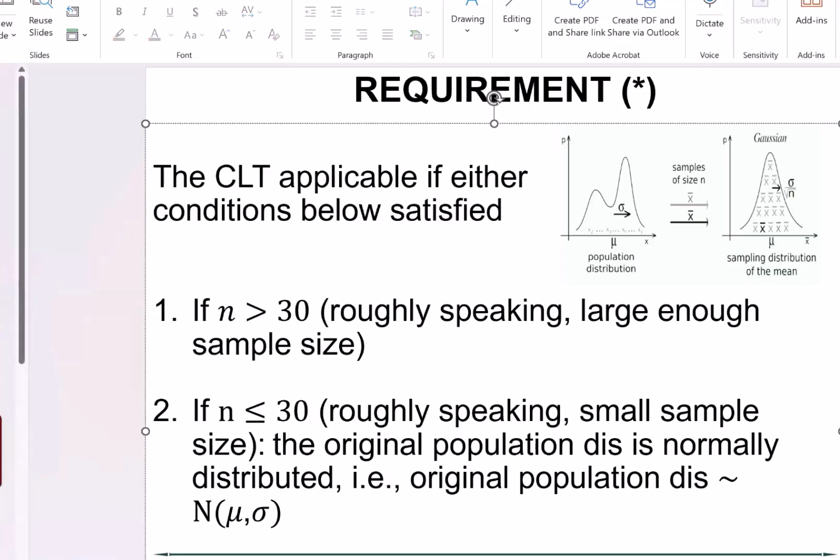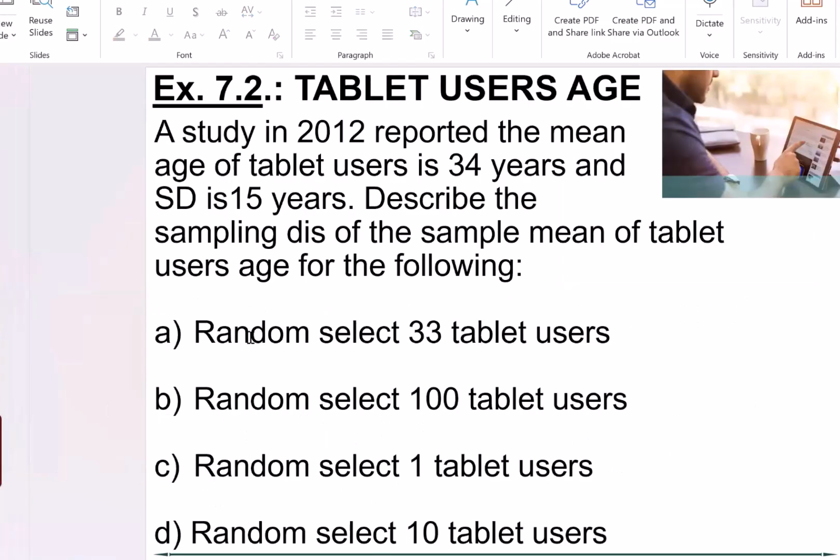So let's look at the example first, tablet user age, so you can understand better how the central limit theorem is applied here. A study in 2012 reported that the mean age of tablet users is 34 years old, and the standard deviation is 15 years. So this is what the report tells us. Describe the sampling distribution of the sample mean of tablet user age for the following.